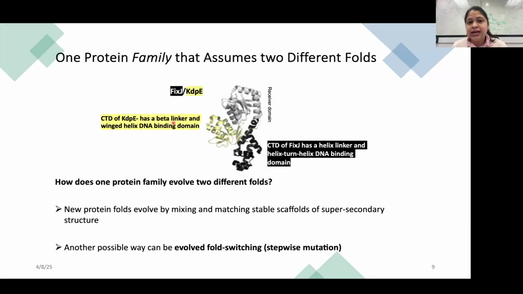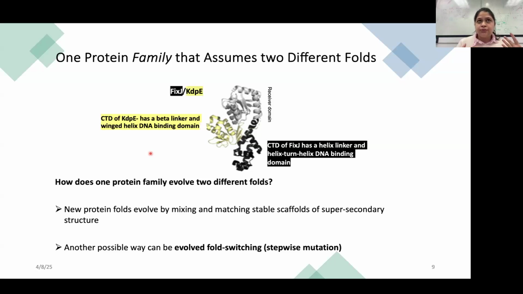Let's talk about a family that actually adopts two different folds. In this family of bacterial response regulators, the N-terminal receiver domain aligns very well structurally. But when you look at the C-terminal DNA binding domain of this family, there are two subfamilies which have two different folds. One has a beta linker and a winged helix, and the other has a helix linker and a helix-turn-helix DNA binding domain. So the question comes, how does one family evolve these two different folds?